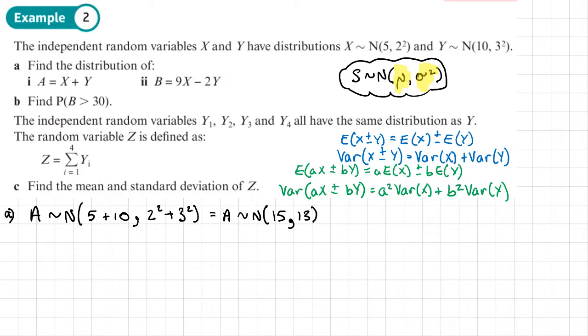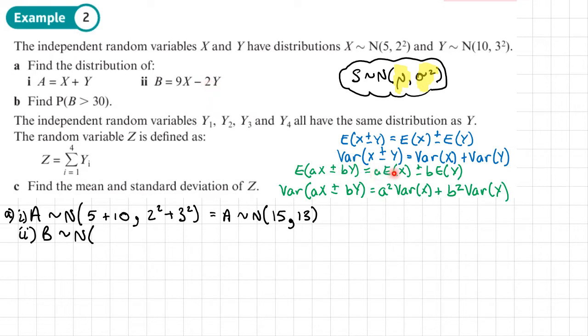Now remember, if you had another bit of the question that was asking about the standard deviation, then it would be the square root of 13. So that's the first part of part A. So the second part of part A, B is going to be normally distributed. We want to find the mean of this normal distribution. So we're going to be using this rule down here, where A is 9 and B is negative 2.